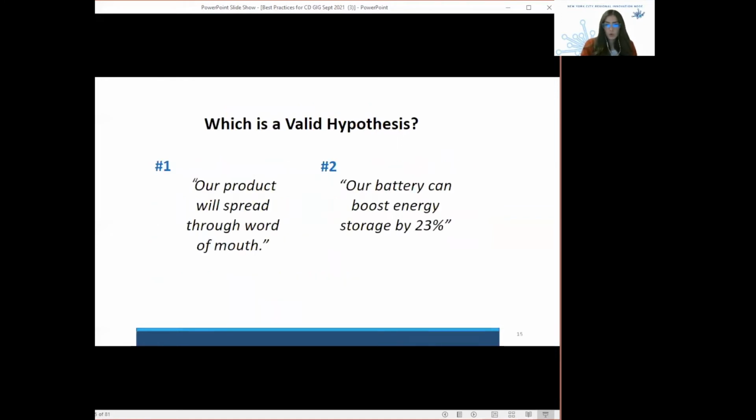So which of these two assumptions do you think is a strong hypothesis to test? Our product will spread through word of mouth, or battery can boost energy storage by 23%.